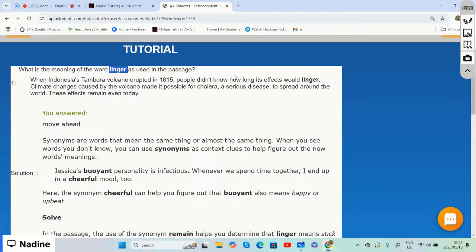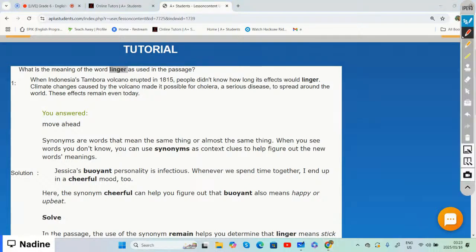And if we look at the meaning of the word linger, as used in the passage, then it basically means to stick around. It's like when something still lingers on, it sticks around. Yes, to stick around or to stay longer. Well done. That is basically what linger means. It's to stay longer or to stick around, or after some time it is still there. That is why we would use words like it lingers on.